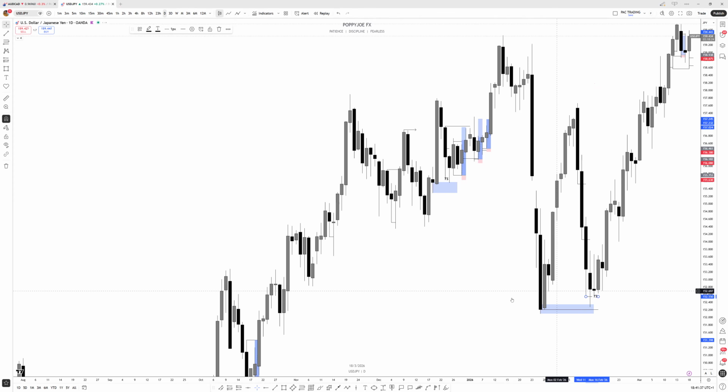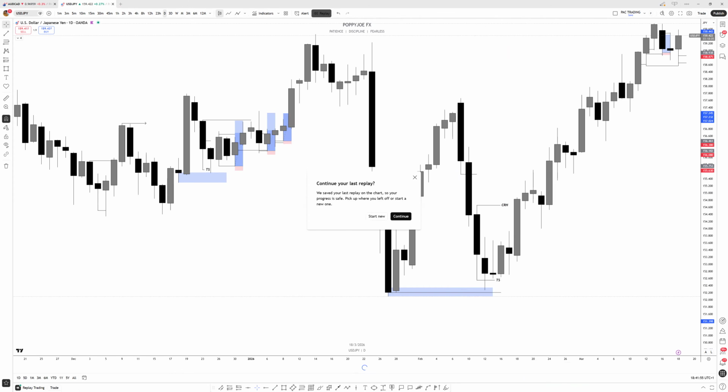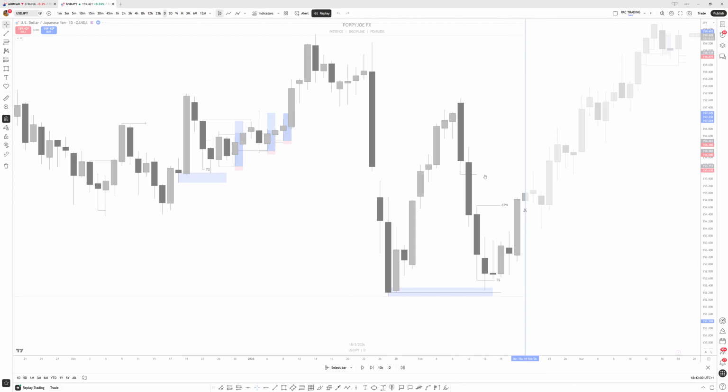So this is our turtle soup. Where's our candle range high? This is the candlestick, this candle here. This is the high of that candle. So I'm going to label it as the CRH, the candle range high, right? And that's our target. So on that target, how do we go? Let me do a replay and let's see what the market did in between till it got to that target.